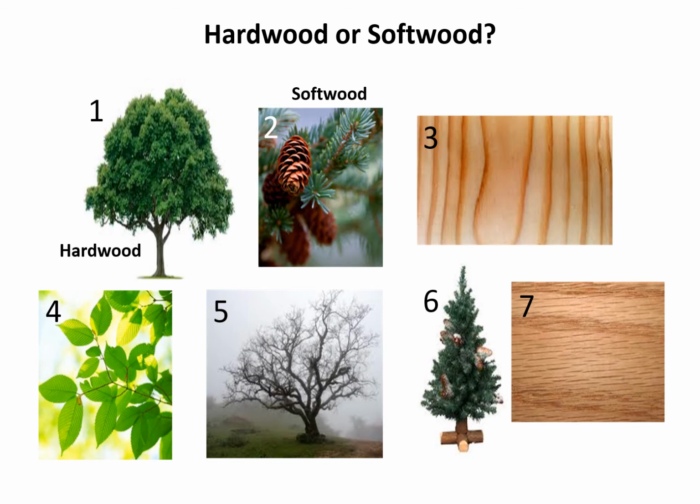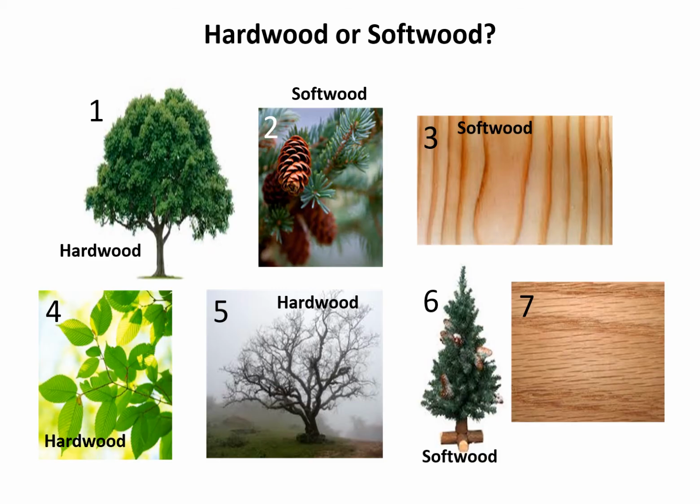Number 2 is softwood. You can tell it's a softwood because of the small pine needles. Number 3 is a softwood. This is because of its open grain and light colour. Number 4 is a hardwood because of the big massive leaves used. Number 5 is a hardwood. We know this because hardwoods lose their leaves in the winter.